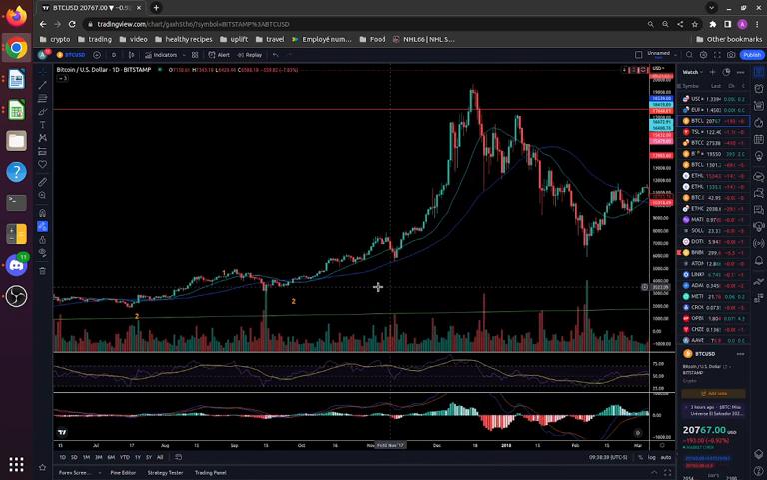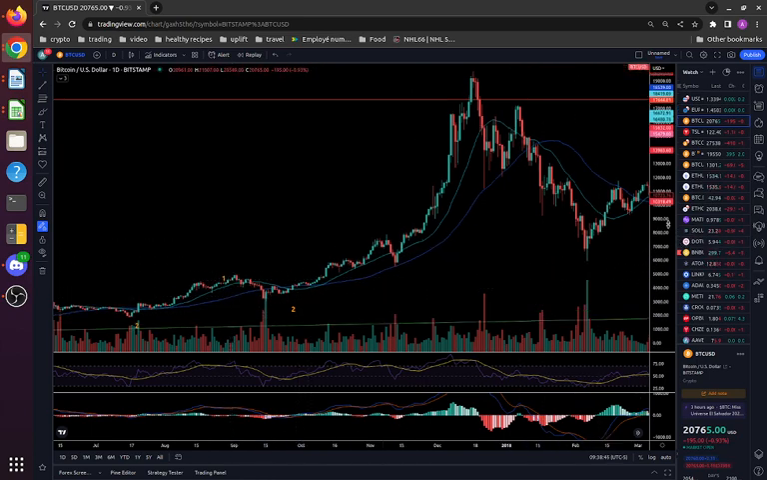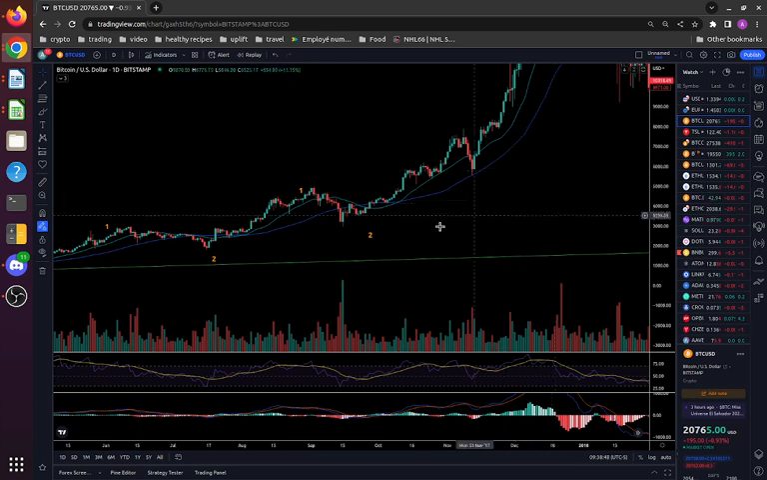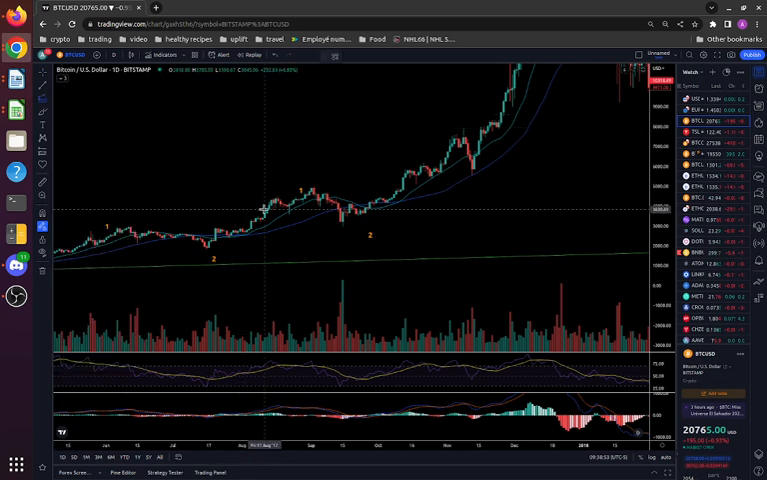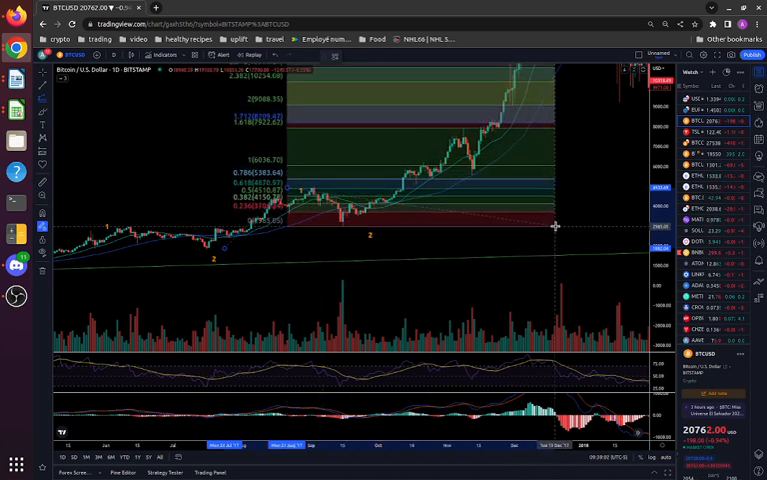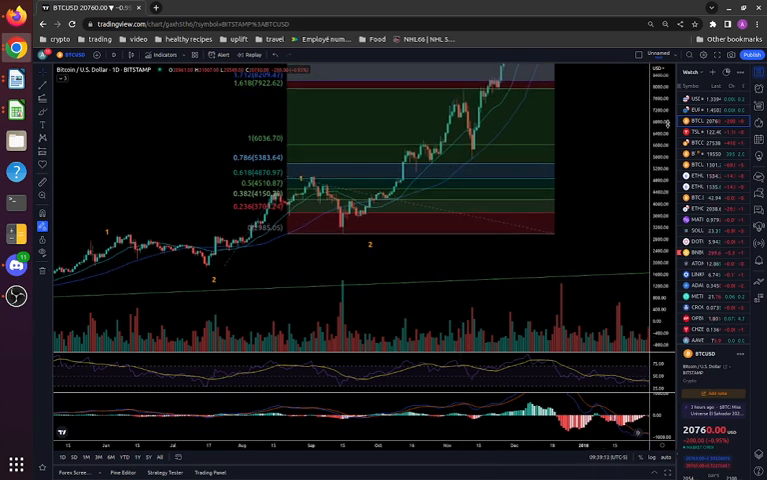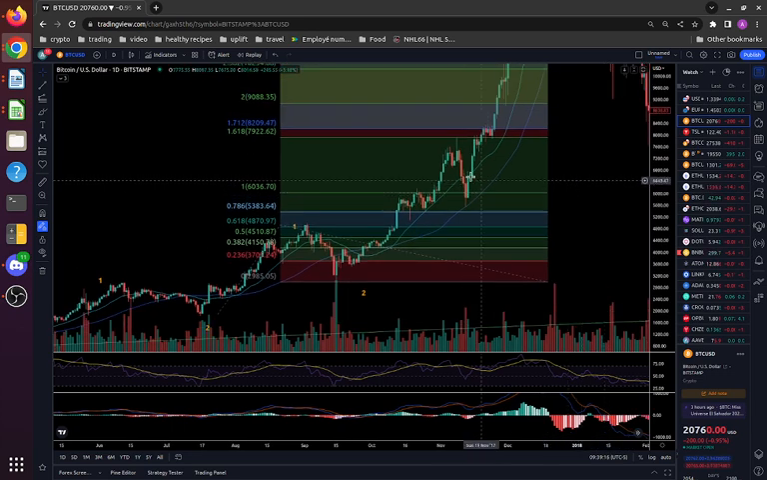Now, considering that we have a new 1-2, we need to calculate the wave 3. So we're going to do again the Fibonacci extension: the beginning of wave 1 to the end of wave 1, and then to the end of wave 2. If we zoom in, well guys, we perfectly reach the 1.618. It cannot be better than that. So that's great.